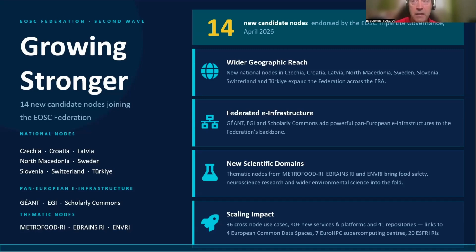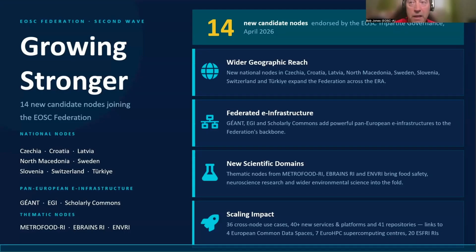And then we're expanding the scientific domains as well, with more thematic nodes from METROFOOD, which is a research infrastructure for food quality and agriculture, EBRAINS, a research infrastructure for neuroscience, and also the ENVRI node, which brings together 5 environmental research infrastructures at the ESFRI level as well. All of those will be brought into the federation over the next 12 months, or the next 10 months, in fact, now. The enrollment is starting already.